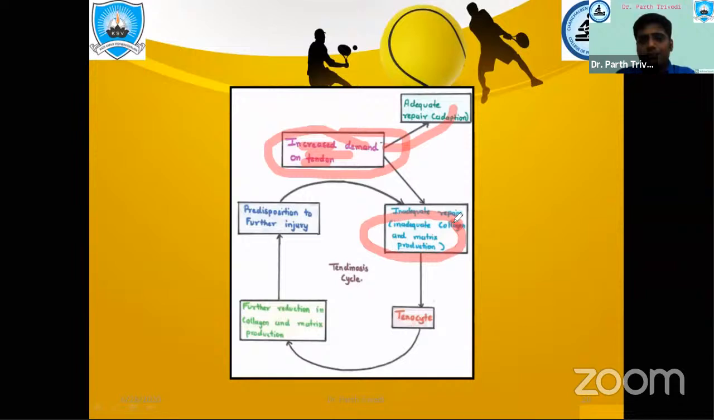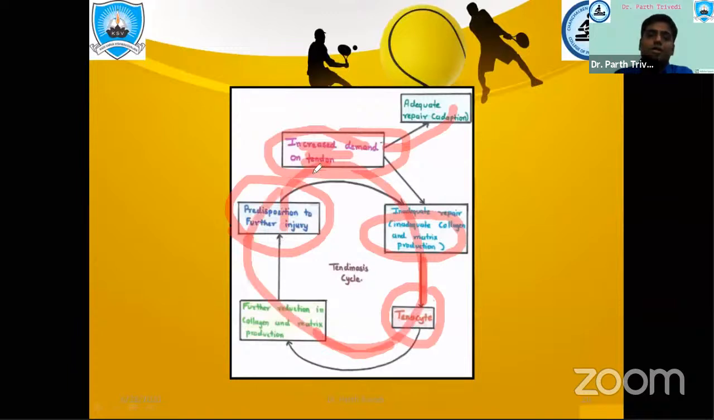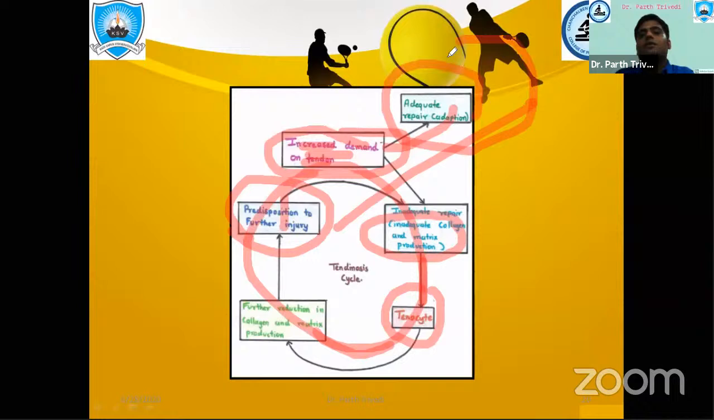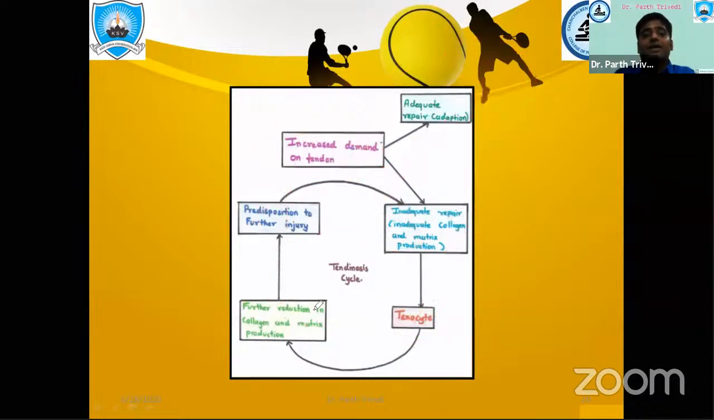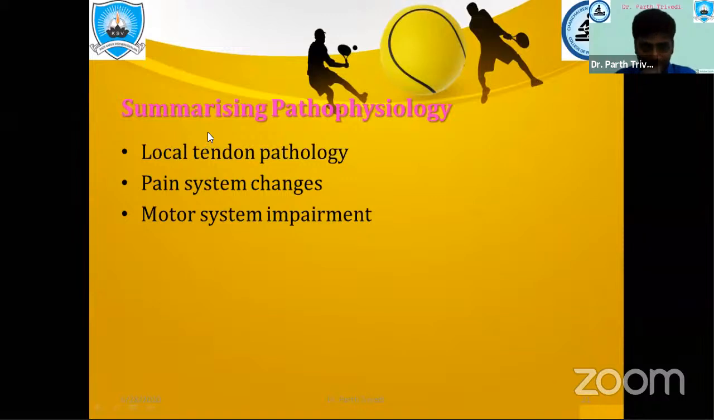Premature collagen will come. So with premature collagen, tenocytes will form abnormal bones, and the muscle will be reduced in strength. Further reduction in the collagen predisposes to further injury, and this cycle goes on. So ultimately, we need to break this cycle to get adequate repair. This is why we term this a tendinosis cycle and lateral epicondylalgia, not epicondylitis.